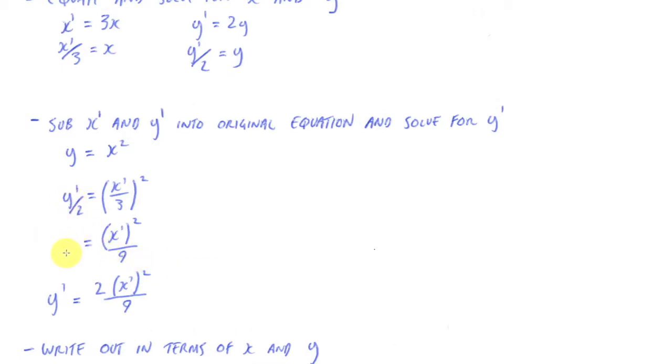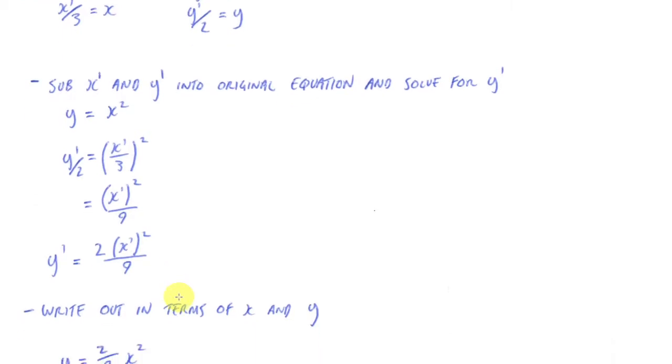Now y prime on 2, just manipulating this here, if I square x prime, I'm going to get x prime squared, and if I square 3, I'm going to get 9. In my next move, let's multiply everything by 2. So now I have y prime, the new y prime, is going to equal 2 lots of the new x to the power of 2 divided by 9.